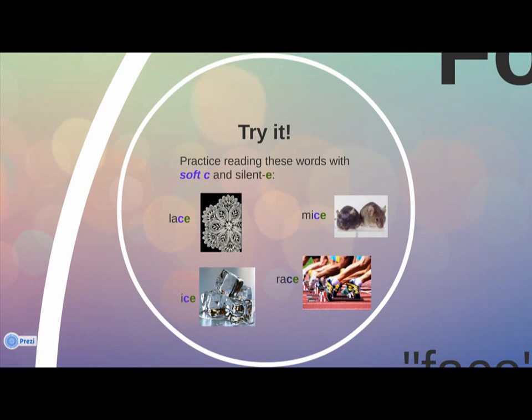Try it with these words on your own. You can pause the video again and practice reading these words that have both the soft C and the silent E. These words are lace, mice, ice, and race. All of these words use the soft C and the silent E.